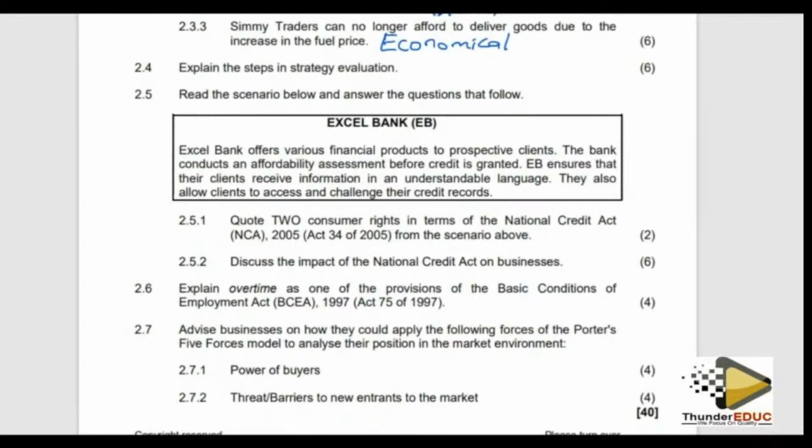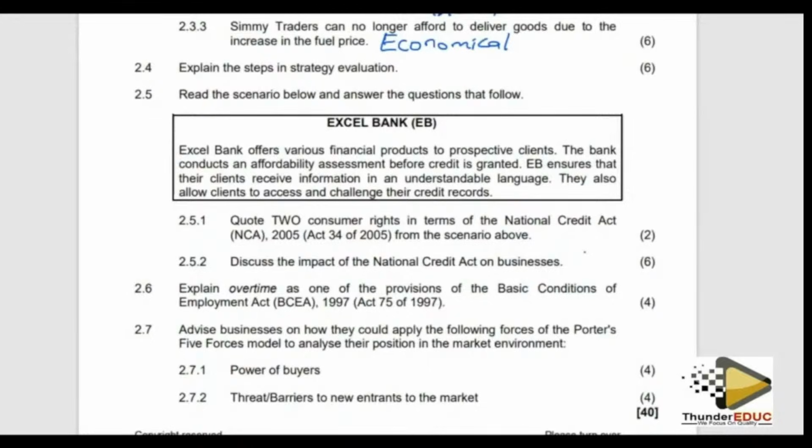The question says, quote, business's consumer rights in terms of the National Credit Act. So when I give the answers, I'm going to give the answers based on sentences. This is sentence number 1, this is sentence number 2, this is sentence number 3, and this is sentence number 4. So in this regard, we are going to take sentence number 3 and sentence number 4. Sentence number 3 and sentence number 4 are our appropriate answer.